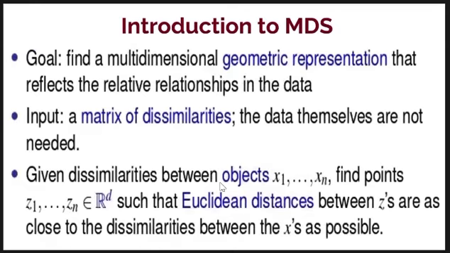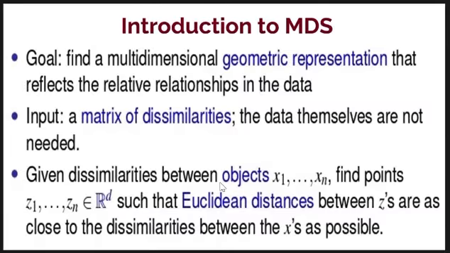Now, this is the goal in MDS: to find a multidimensional geometric representation. The data is in its natural distance form, not in a geometric representation. And in a geometric representation, it will be very easy to see.